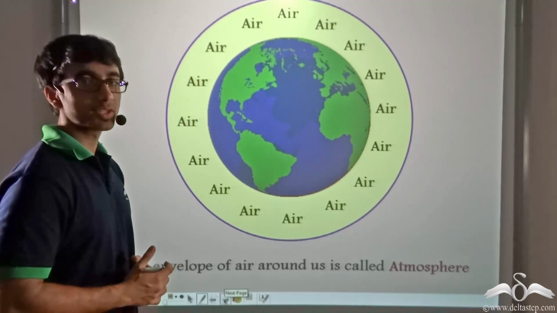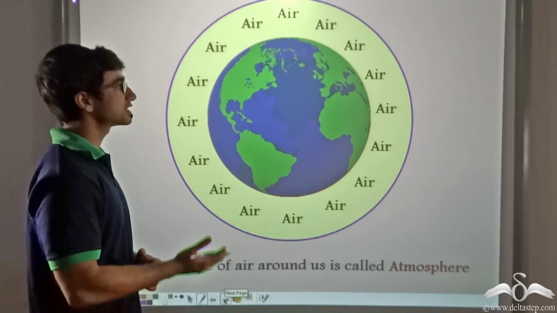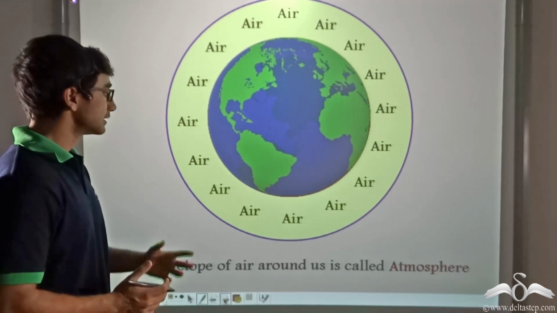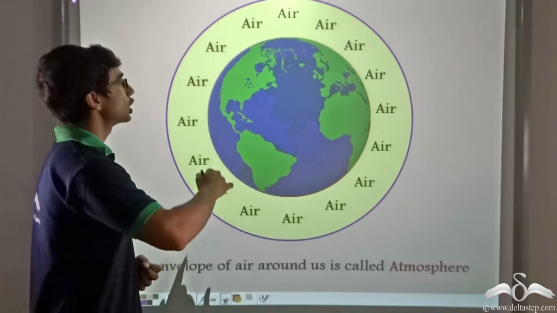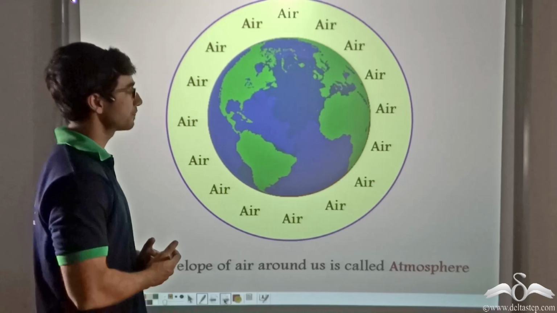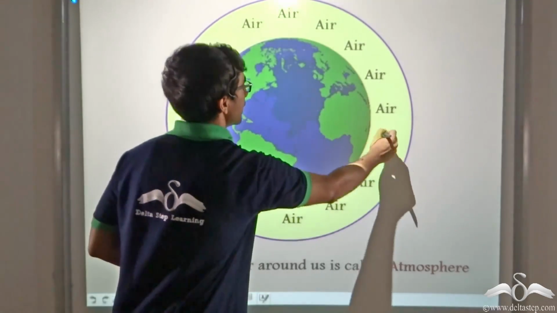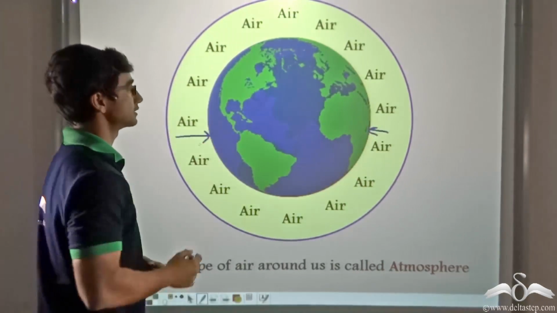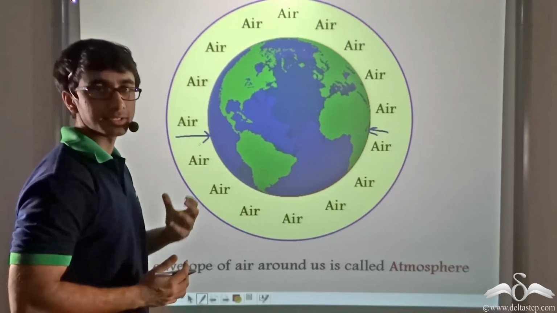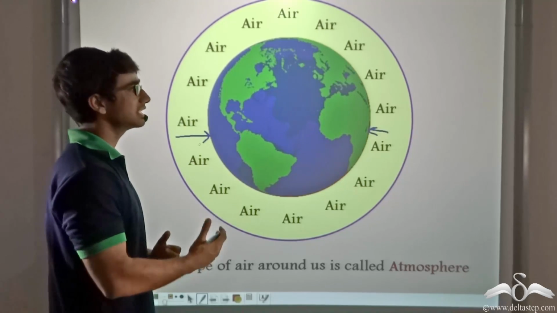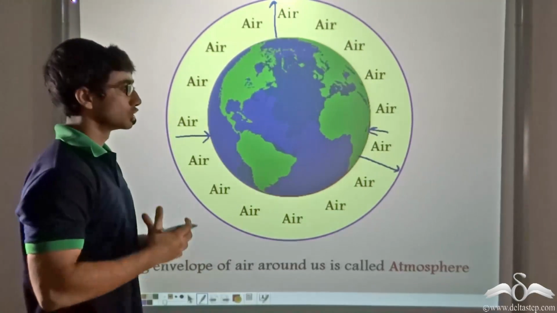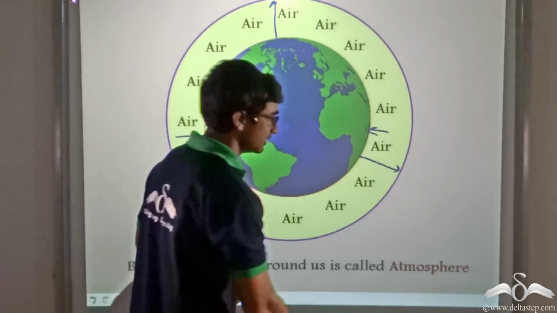Now, in order to do so, we must study an important concept which is related to the atmosphere of the Earth. What is the atmosphere of the Earth? The big envelope of air that is present all around the Earth is known as the atmosphere. As you can see in this picture, this is the Earth and this is the surface of the Earth. All around the surface of the Earth, there happens to be a huge envelope of air. This envelope of air extends for a certain height above the surface of the Earth. This envelope of air is also known as the atmosphere.